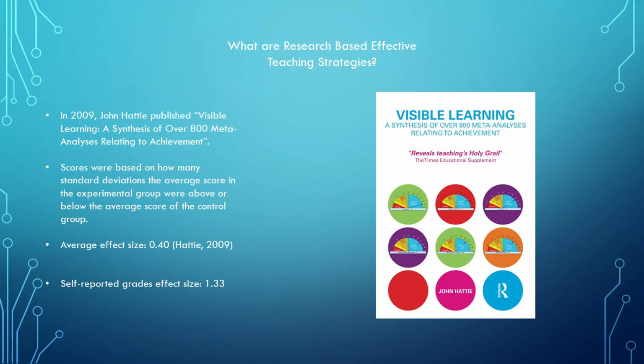He measured his results using standard deviations, and he found that across the 138 initial effects that he studied from students, the average effect size was 0.40 standard deviations, meaning most of those influences had a somewhat positive effect on student achievement. The strategy that we're talking about today is the top ranked research-based effective teaching strategy that Hattie studied. It had the highest standard deviation score, which was 1.33. Self-reported grades, with that high standard deviation score, meant that students who were subjected to that influence were able to achieve way more than the students in the control group who were not subjected to that same influence.